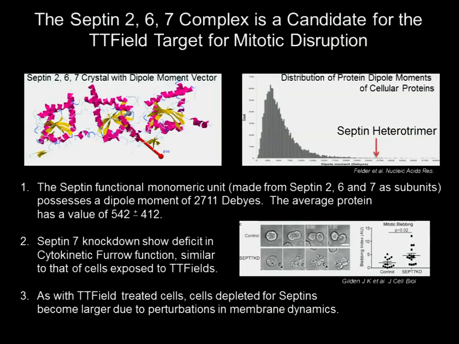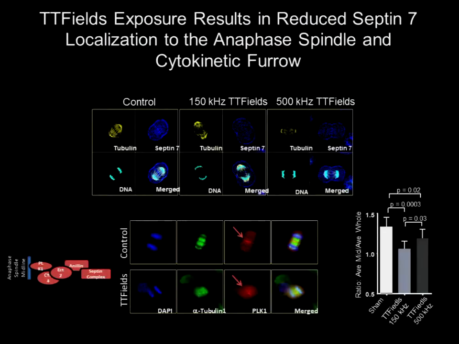So I looked through a large number of candidates, and I came across a protein complex called Septin, which is the fourth cytoskeletal element.